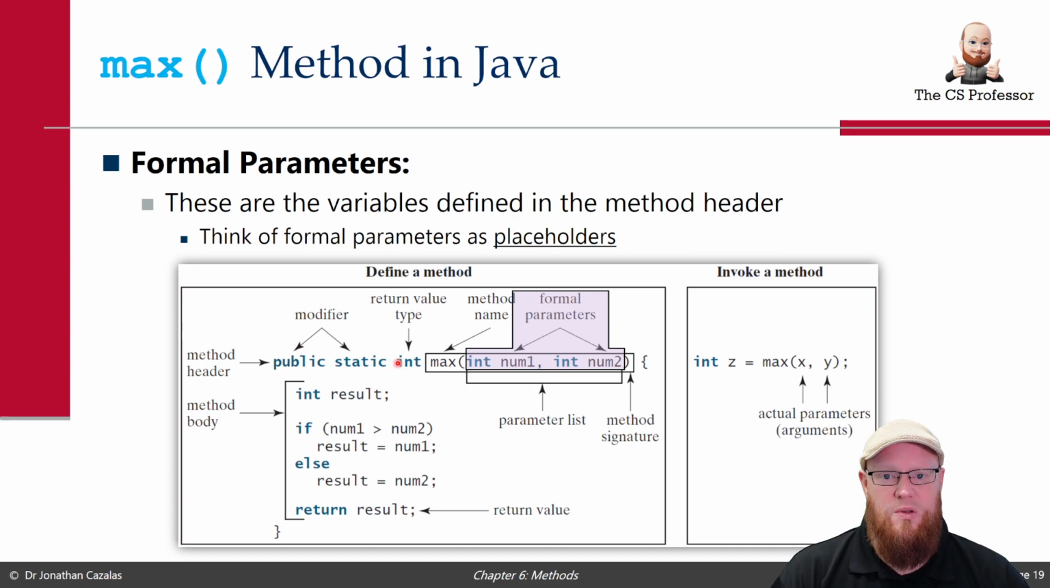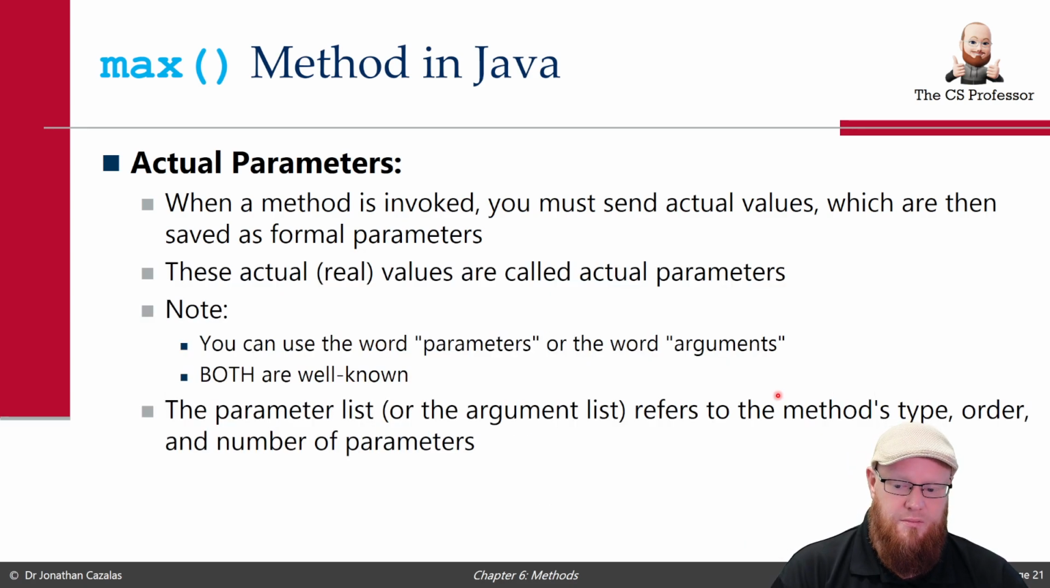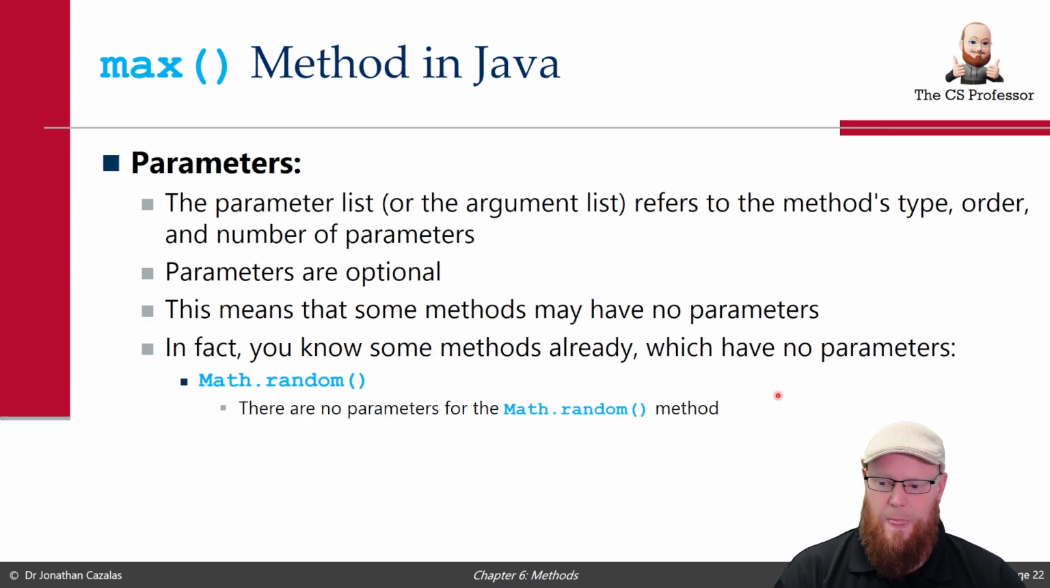Formal parameters, we've already covered those. That's the list of parameters that is inside the parentheses of the method header. Those are the formal parameters. Those are the placeholders. The actual parameters are the actual values that we're going to send over to our method. That's identical. And we know that parameters and arguments are synonyms.